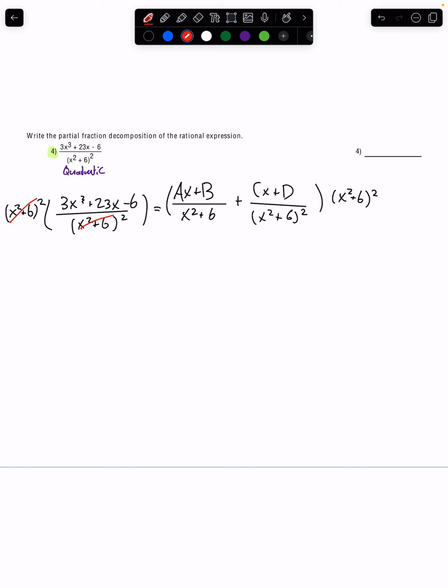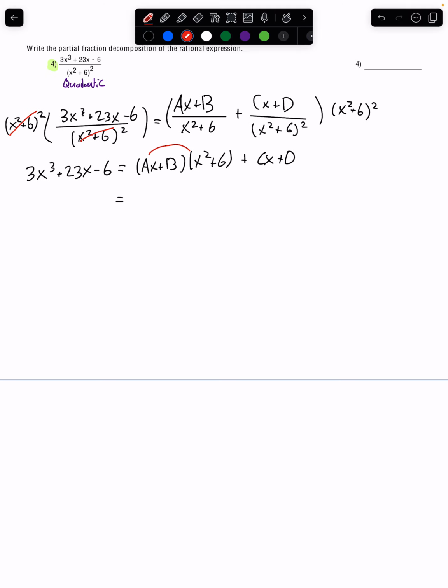Working through this, that denominator cancels out. On the right-hand side, we're left with ax plus b times x squared plus 6 plus, let's see, cx plus d, because that denominator cancels out all the way. And then again, we're just going to organize them by the exponents. So we would FOIL this out.